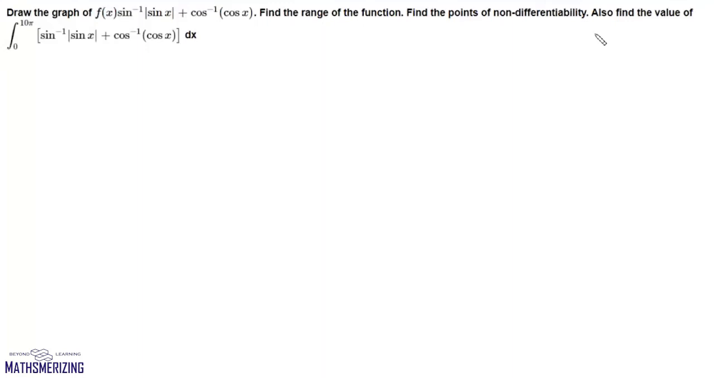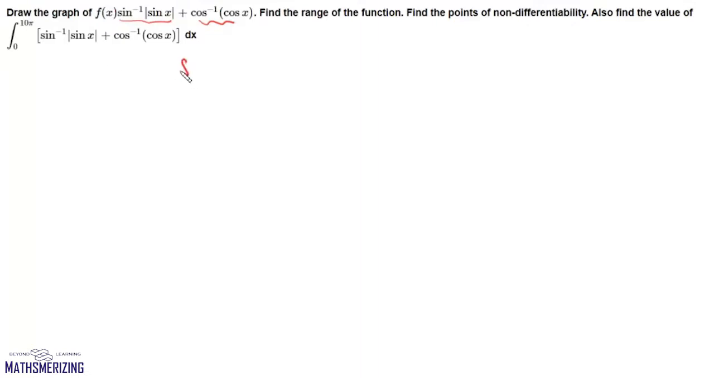Now here the question is, draw the graph of f(x) = sin⁻¹|sin x| + cos⁻¹(cos x). Find the range of the function. Find the points of non-differentiability. Also, find the value of this integral from 0 to 10π of sin⁻¹|sin x| + cos⁻¹(cos x) dx.